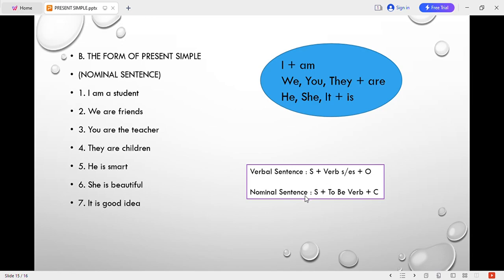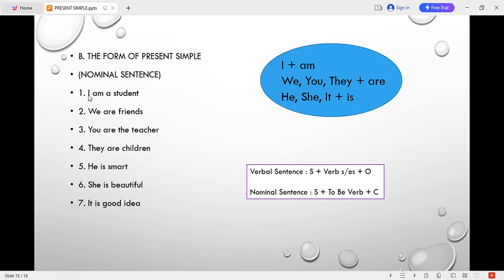Okay, this is a little bit of the pattern of present simple. Verbal sentence: subject, verb, s or es, plus object. But nominal sentence: subject plus to be verb, am, are, plus complement, or sometimes we say object. Sometimes we also find other classes of words, for example adjective, adverb, and something else. But you just follow the pattern like this.